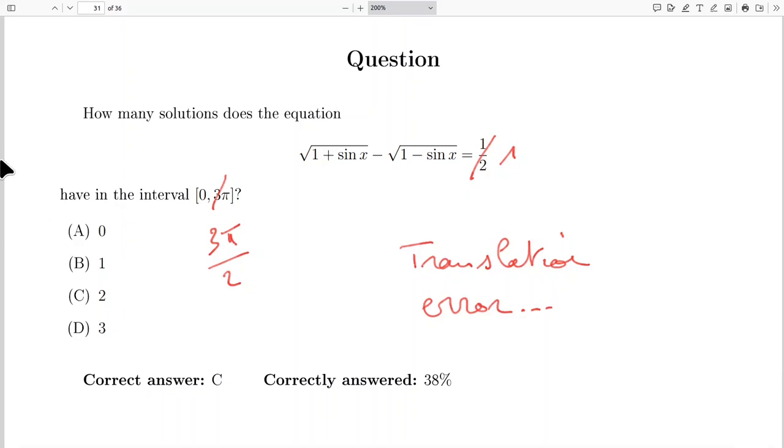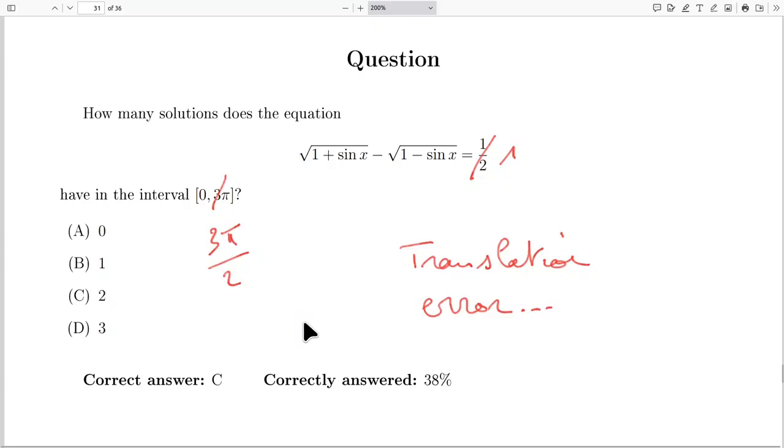Okay, this is a nice trigonometric equation question. Some translation errors here. That should not be 1/2, that should be 1. And it's the interval 0 to 3 pi over 2, not 3 pi.